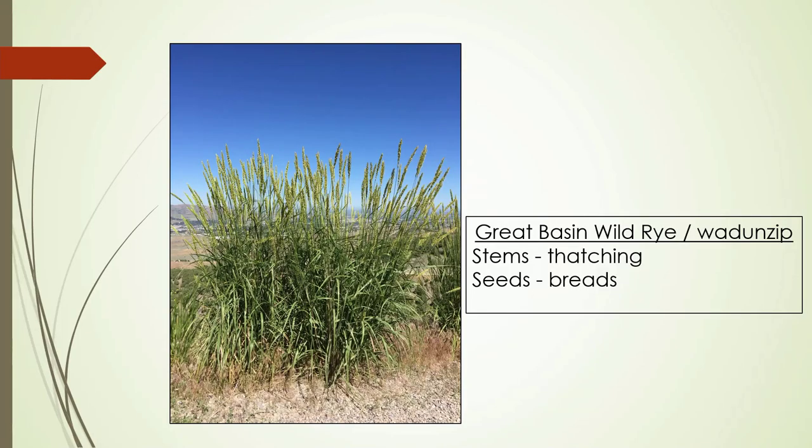So I mentioned Great Basin Wild Rye. The seeds were used as breads, as many grass seeds were, and then the stems, you can kind of see how if you took this, and this is a kind of a small bunch, some of them are just enormous, how they would make really good thatching.